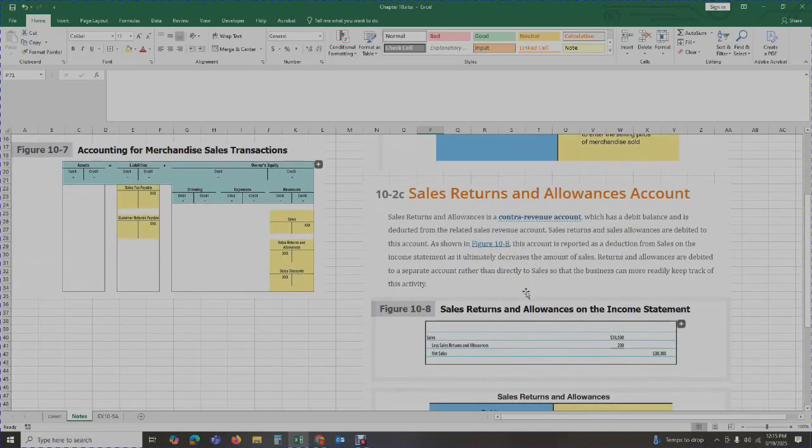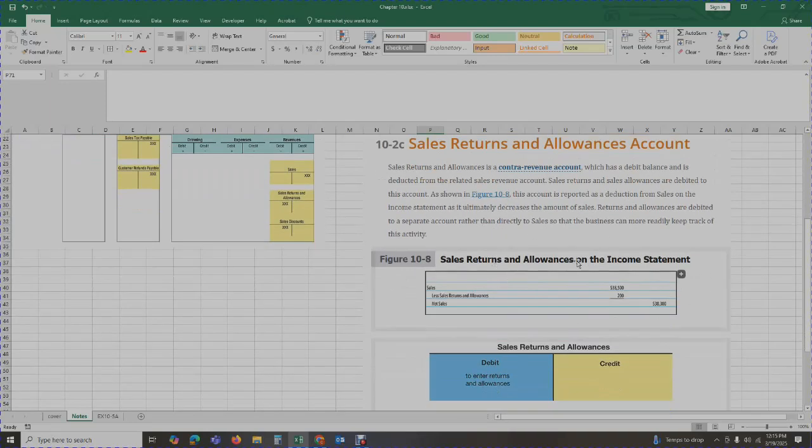The second area that we're going to be discussing is sales returns and allowances. Sales returns and allowances is a contra revenue account, which means it has the opposite effect of a sales account. If we see here on figure 10.7, sales returns and allowances has a normal balance of a debit. Sales returns and sales allowances are debited to this account. This account is reported as a deduction from the sales on the income statement.